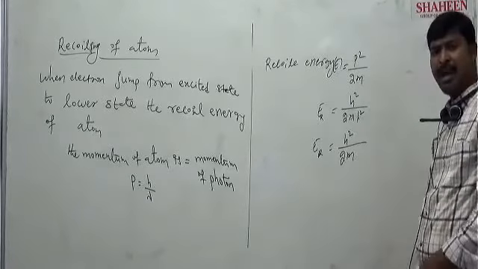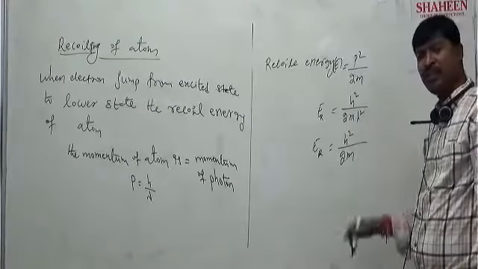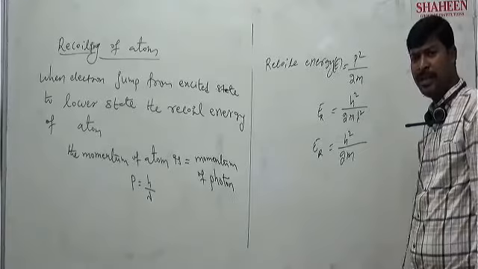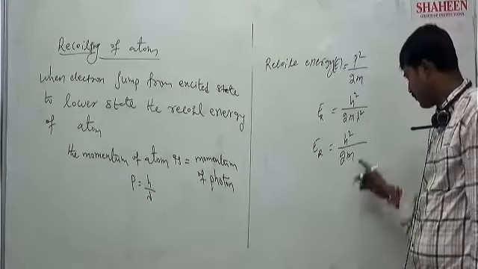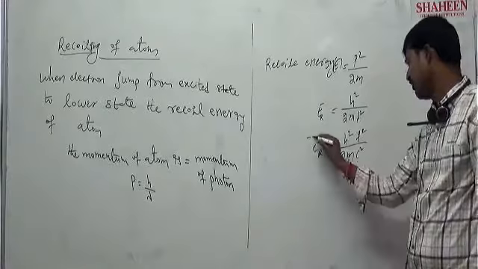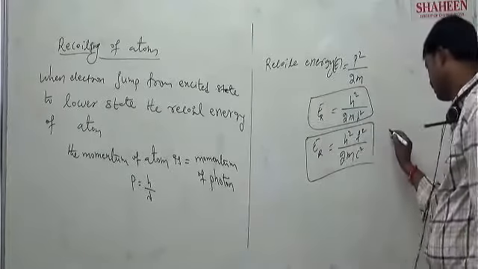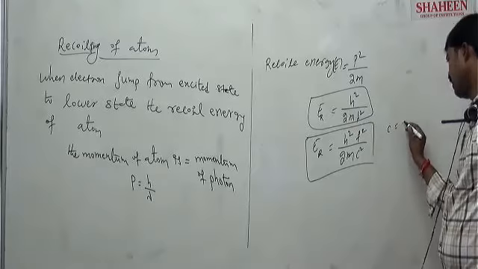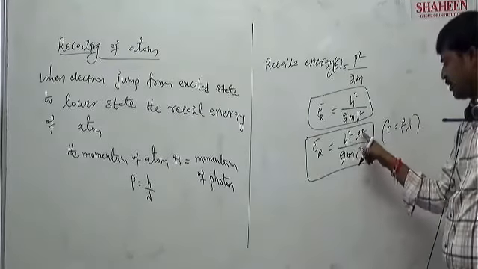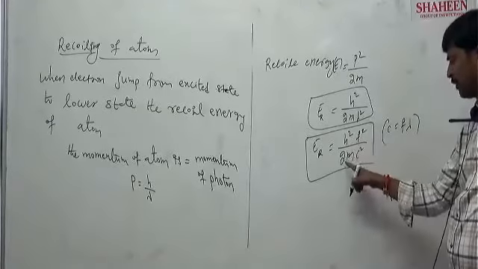lambda square. Lambda is what? C by F. Lambda is equal to C by F. So lambda square is C square by F square, so F square by C square will come, because C is equal to F lambda, right? Based on that I have written. So h square F square by 2m into C square. H square F square by 2 m c square.